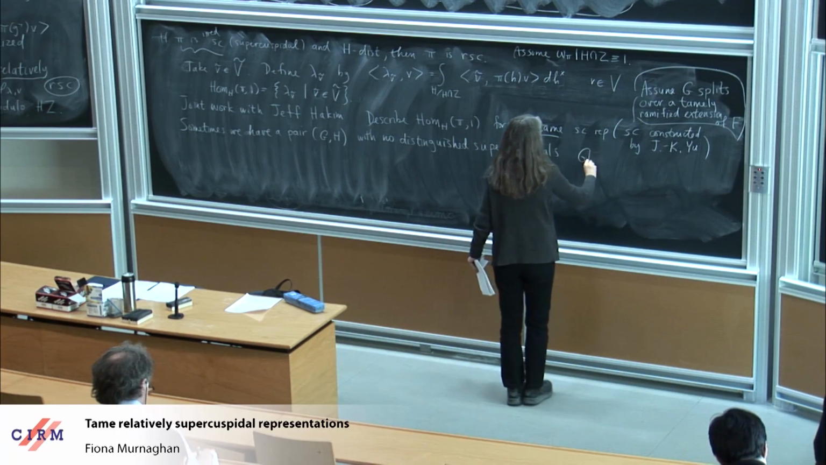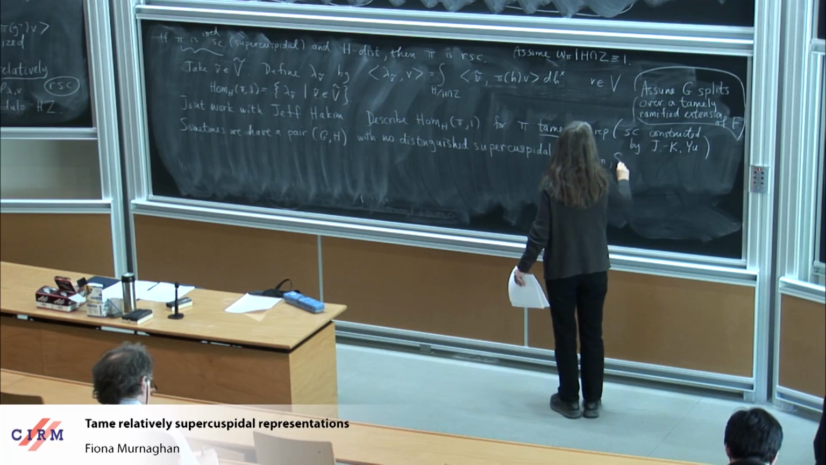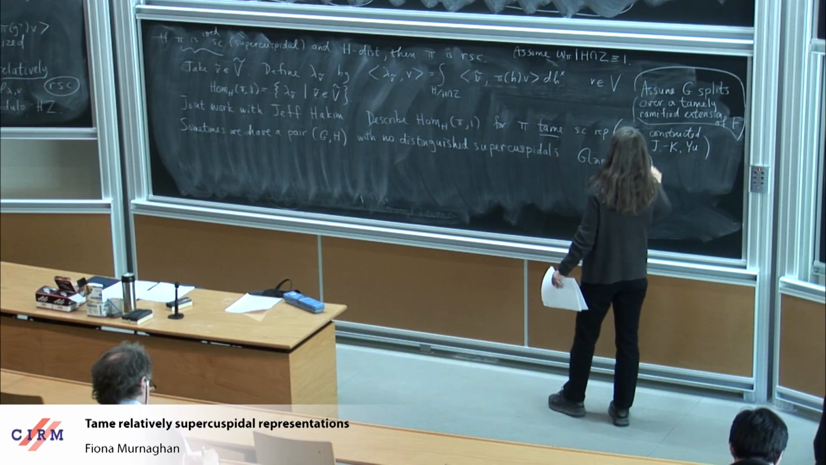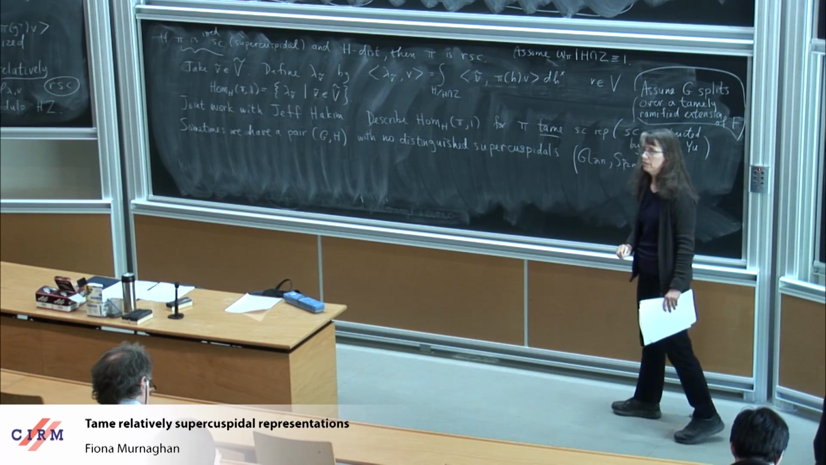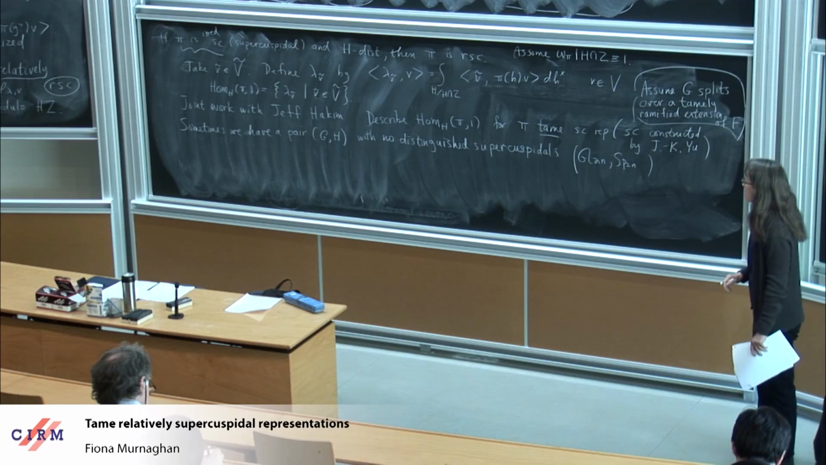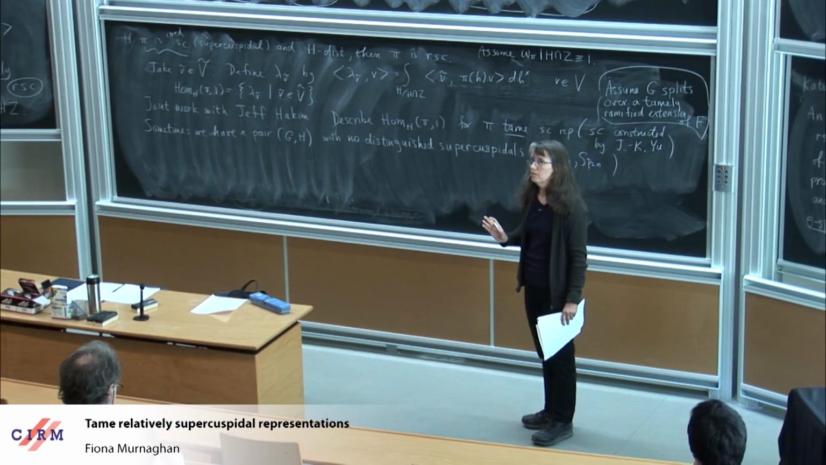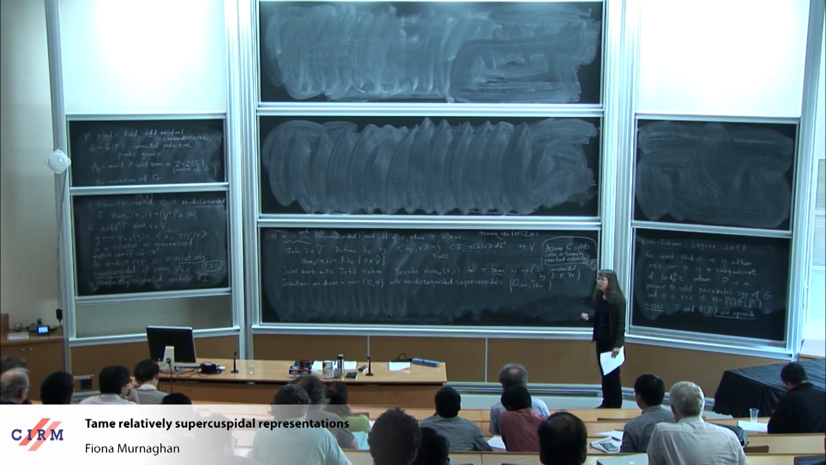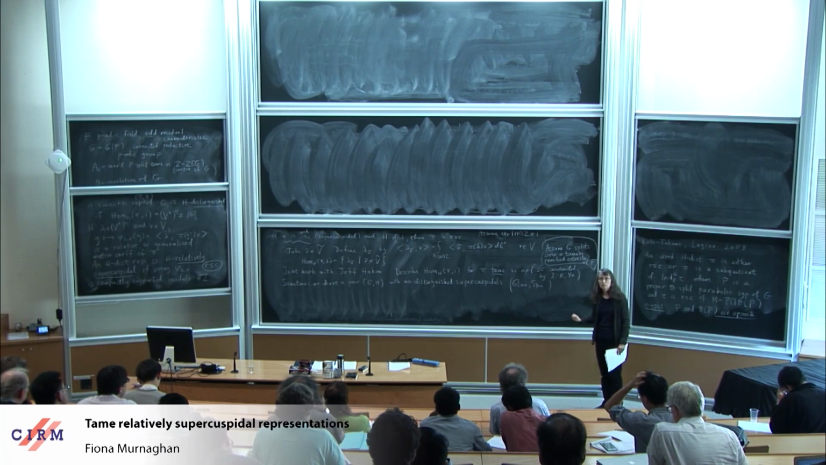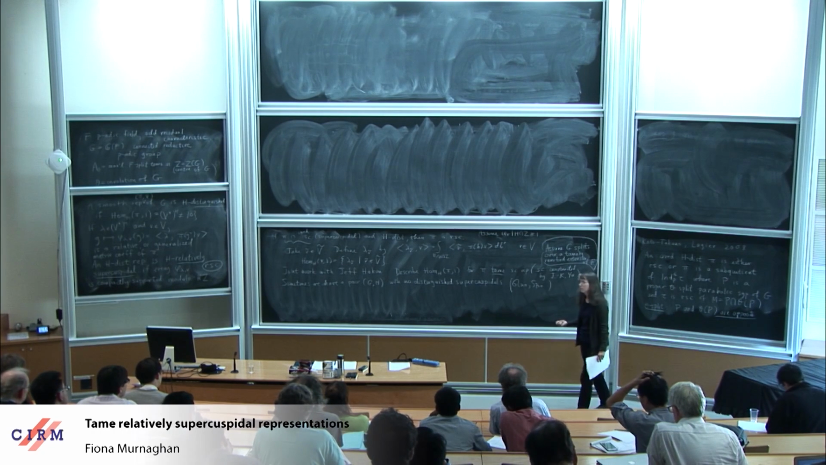For example, GL2N, SP2N is a well-known example of this. There are others as well. And even if there are distinguished supercuspidals, in general, what will happen is that there will be some relative supercuspidals that are not actually supercuspidal. So the goal here is to say something about what the non-supercuspidal relative supercuspidals look like.